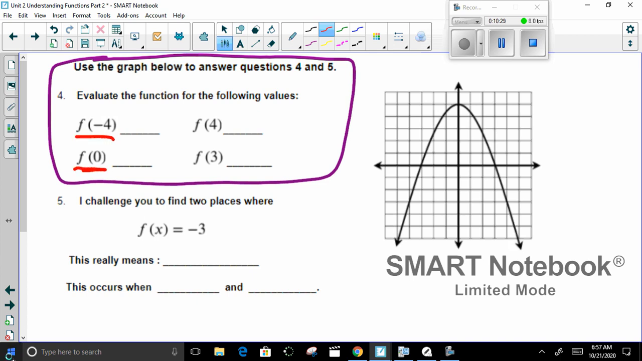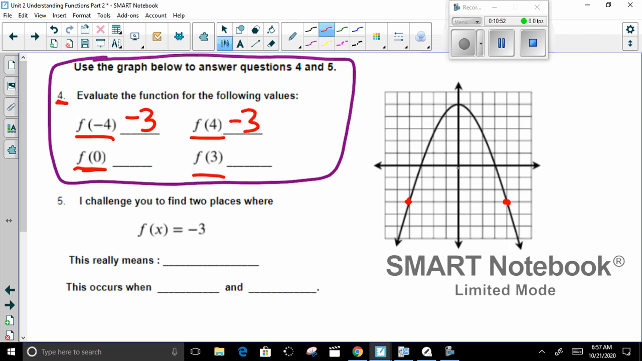All right, hopefully you tried number 4 on your own and you're back to check your answers. So f of -4, when x is -4, it's right here and it looks like I have to go down 3, so y is -3. F of 4, where is x 4? 1, 2, 3, 4. Looks like I have to go down 1, 2, again to -3.